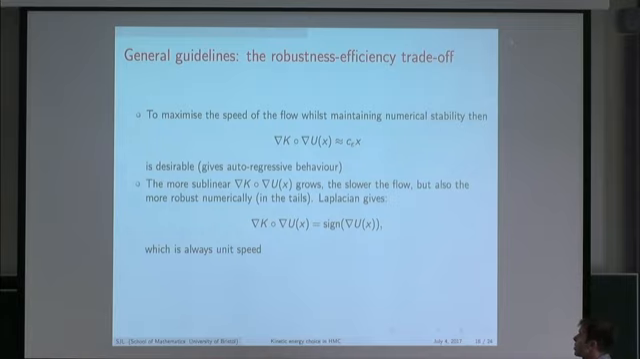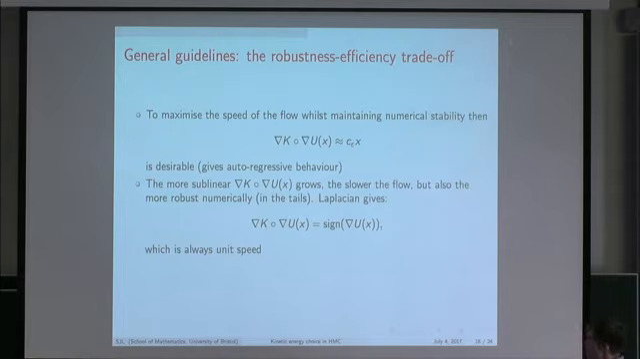And the intuition for this composite gradient is the more sublinear in x you make it grow, the slower you make it grow, the slower the flow, but also the more robust you can be when you simulate it numerically. So you could probably get away with a larger step size. It will still give you a reasonably behaving algorithm.